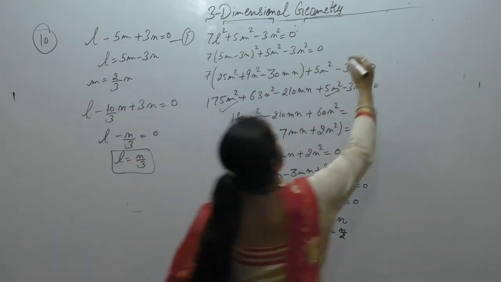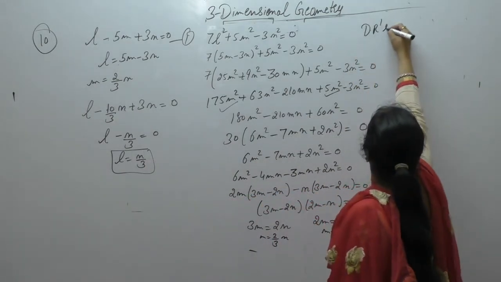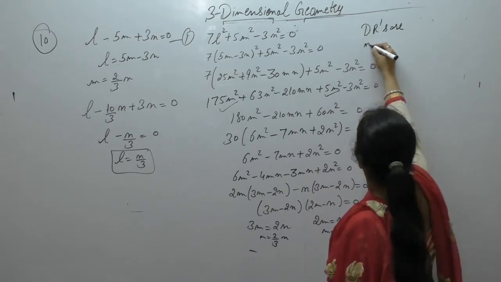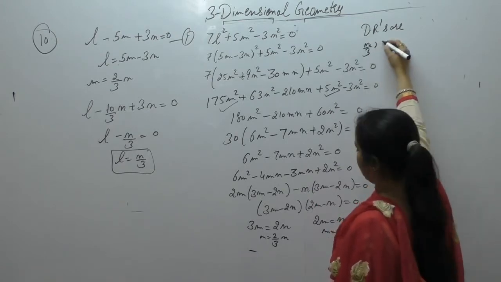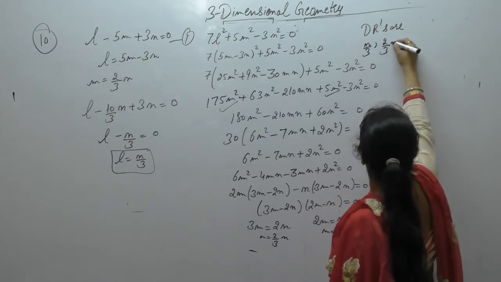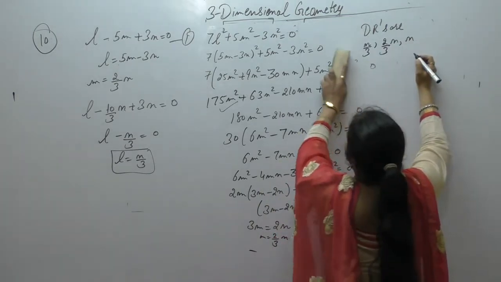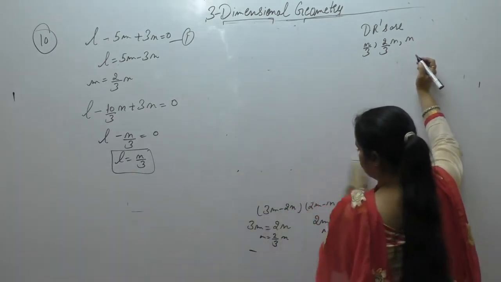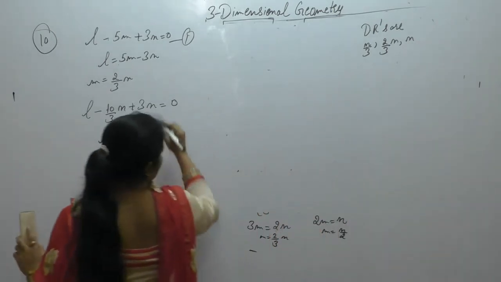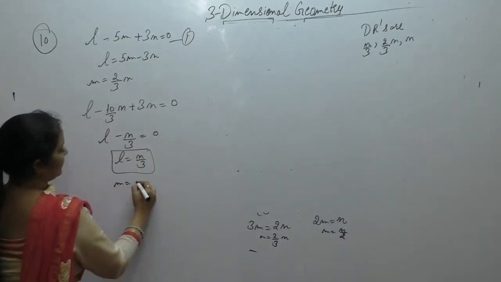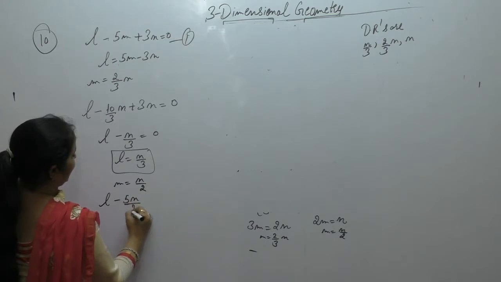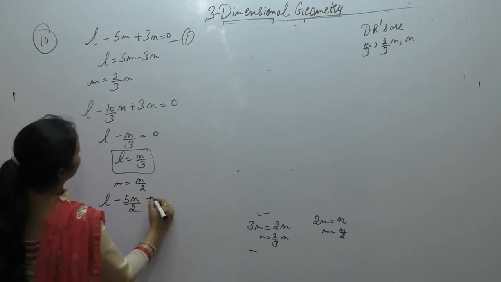So the one direction ratios are proportional to, when l is n/3, m is 2/3 n and n is n. So the direction ratios of the line are proportional to this. Now second is when m is n/2. l, m is n/2 plus 3n.